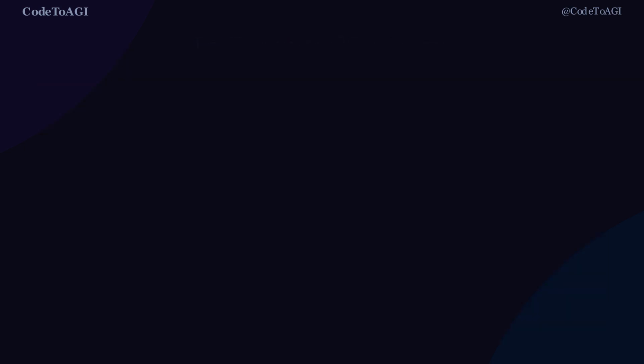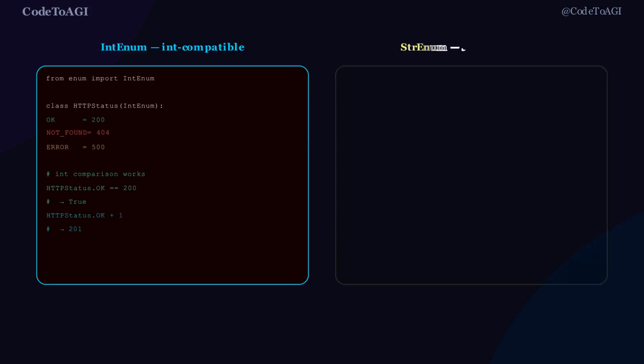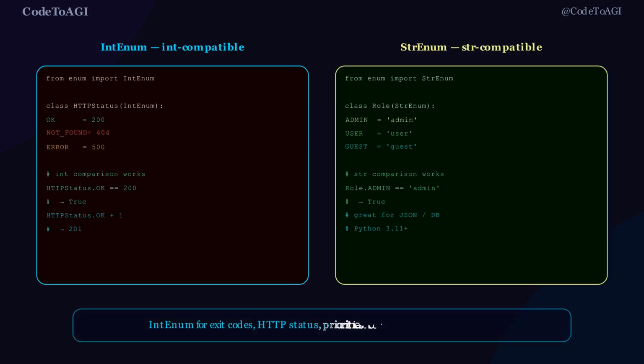IntEnum inherits from both int and Enum. Members compare directly to plain integers. HTTPStatus.OK == 200 is True. Use it for HTTP status codes, exit codes, priorities.